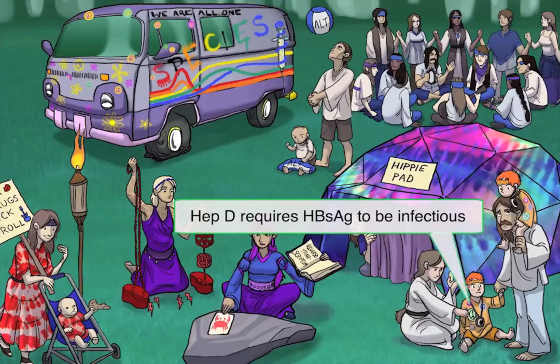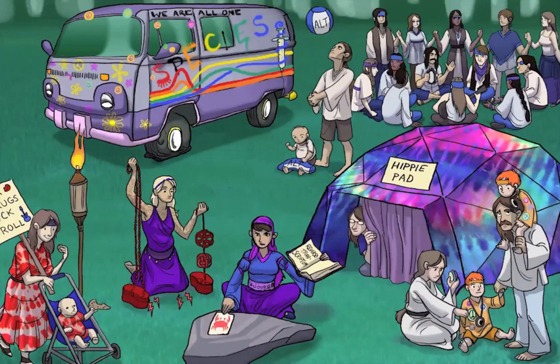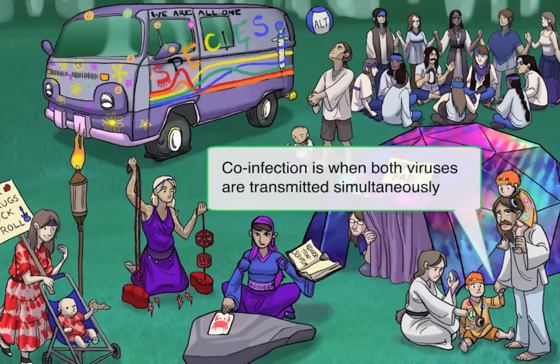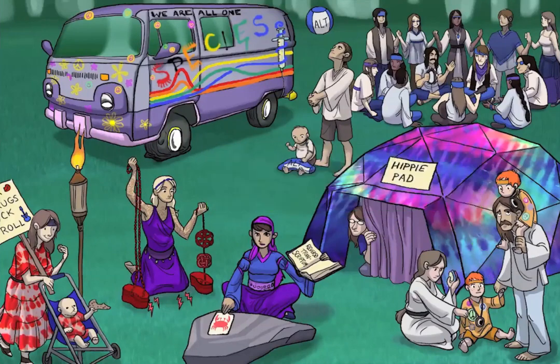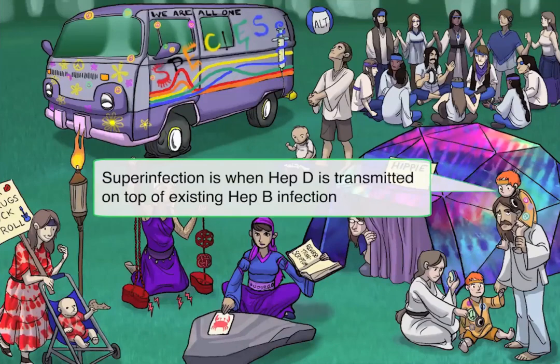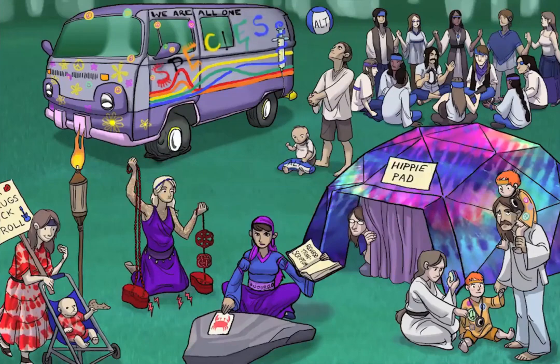The two kids represent the two types of Hep D infection. The kid holding his dad's hand is being cooperative and represents co-infection, where both Hep B and Hep D are transmitted at the same time. The other hippie kid on his dad's shoulders in a superior position represents superinfection, where Hep D is transmitted after Hep B has caused infection. So superinfection has worse outcomes, as we can see by the father's expression. He's grimacing under the weight of the superinfection child on his shoulders.